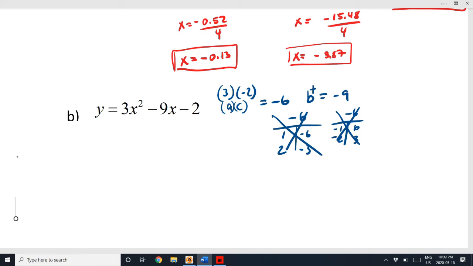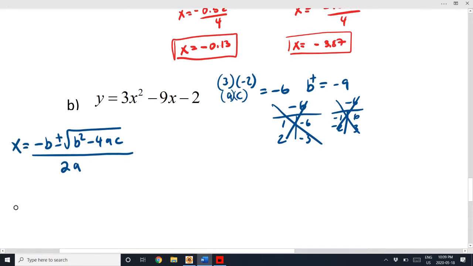And let's just write down what the quadratic formula is right over here. x is equal to negative b plus or minus the square root of b squared minus 4 times a times c, all over 2 times a. Okay, and before we get to plugging everything in, let's just write down what our a, our b, and our c is. So our a is 3, b is negative 9, and c is negative 2.